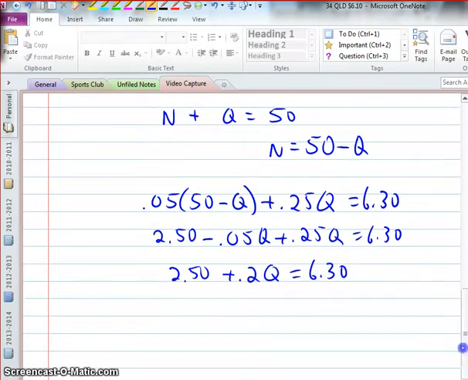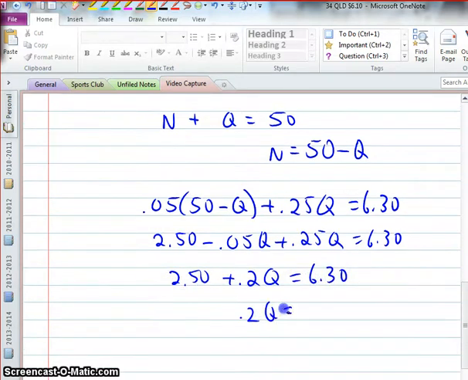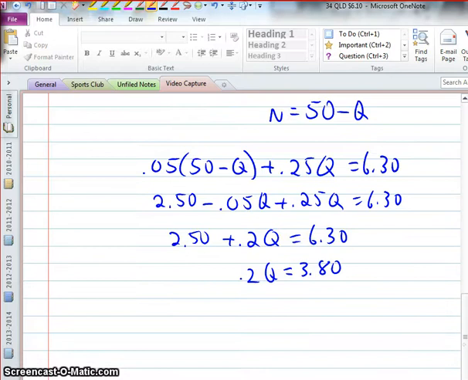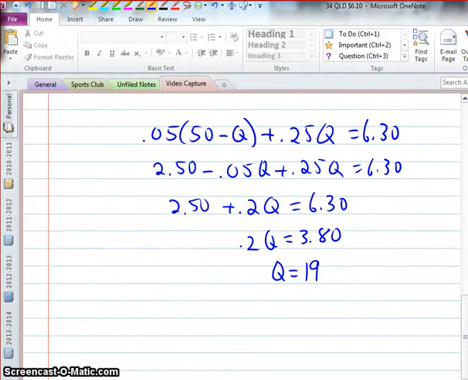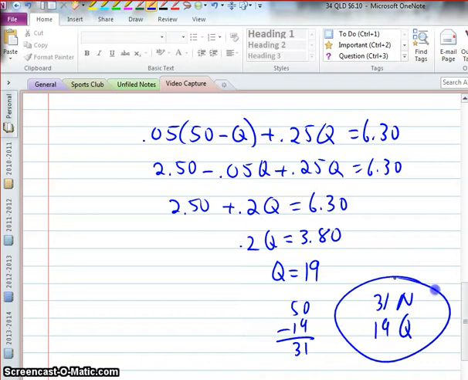Subtract 2.50 from both sides, and 6.30 minus 2.50 would be $3.80, and 0.2 should go into that. Let's see, 5, 10, 15, 19 times. So if quarters are 19 and quarters plus nickels have to equal 50, 50 minus 19 is 31. So I have 31 nickels and 19 quarters. Okay.